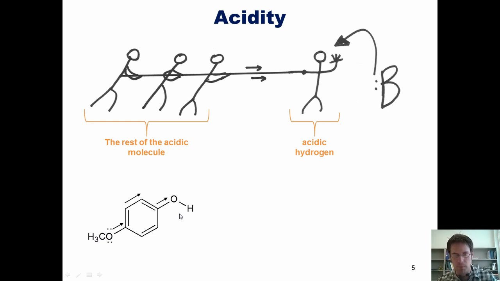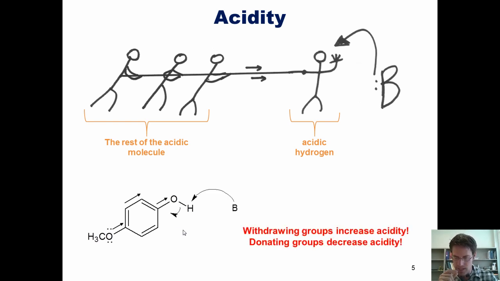Because the hydrogen's grip hasn't been loosened as much, the hydrogen isn't as acidic as it would be if I had just a hydrogen here instead of this donating group or a withdrawing group. So remember then, withdrawing groups increase acidity and donating groups decrease acidity.